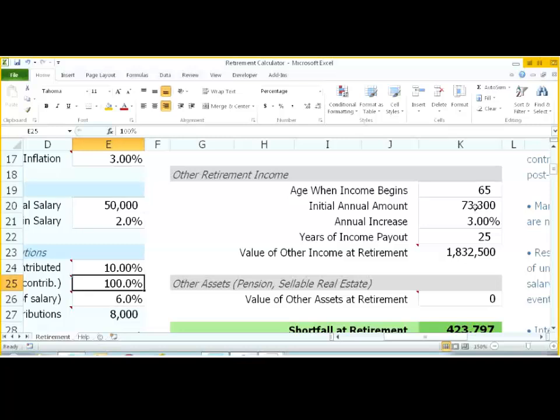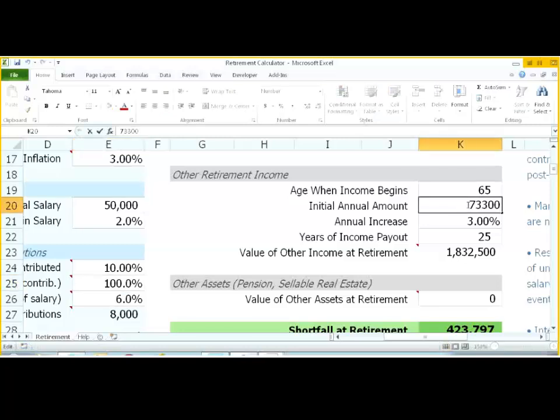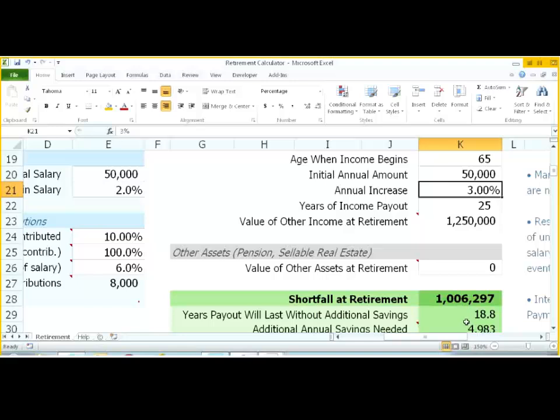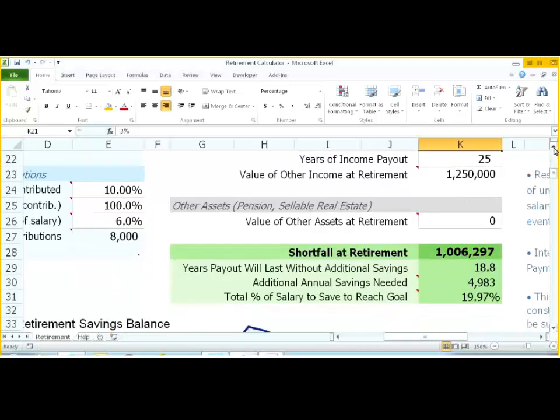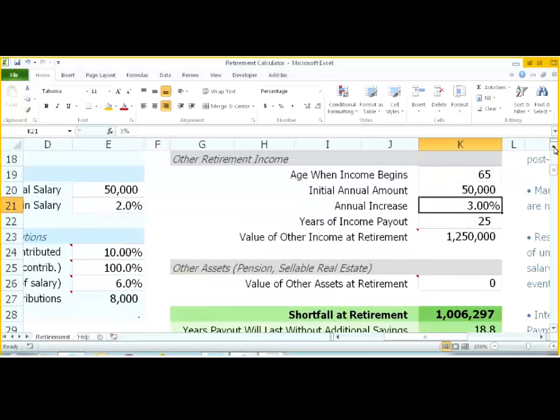I could, you know, if I didn't need as much in retirement, let's say I only needed $50,000 instead of $73,000, then hey, I'm just, well, that's still $1 million, isn't it? Maybe I was farther apart than I was. Okay. That seems weird. I didn't expect that.